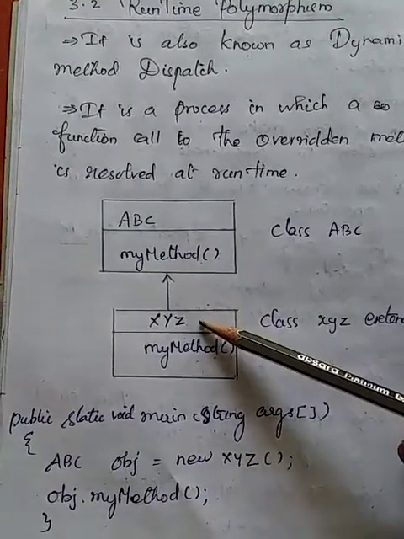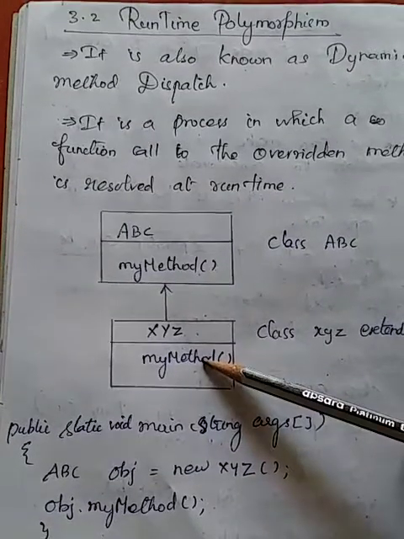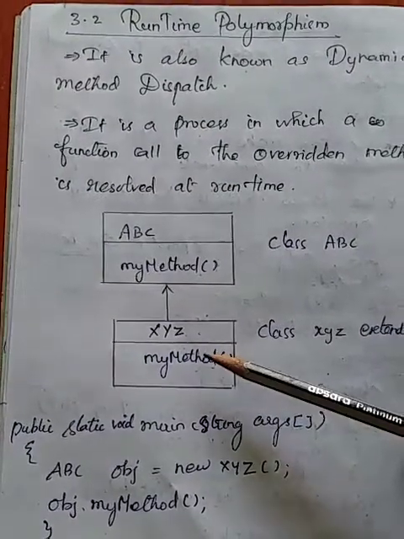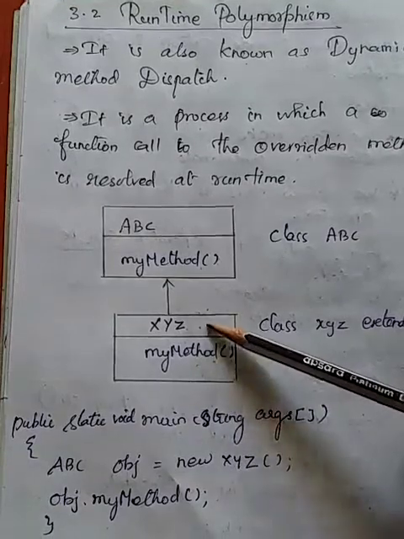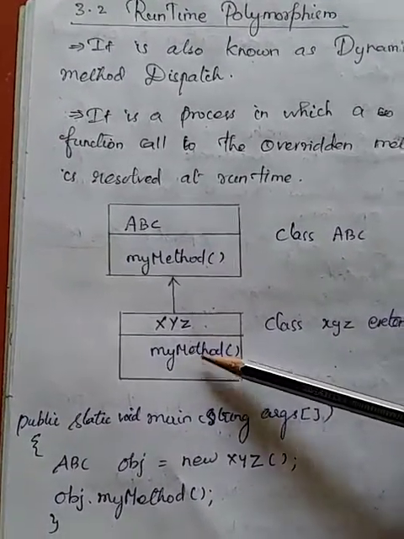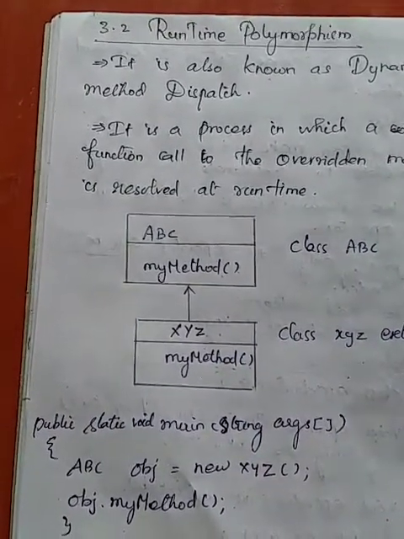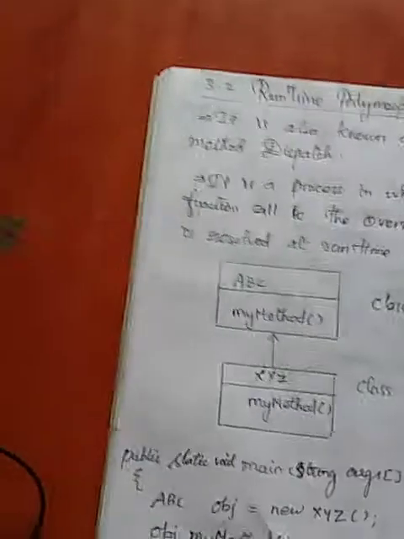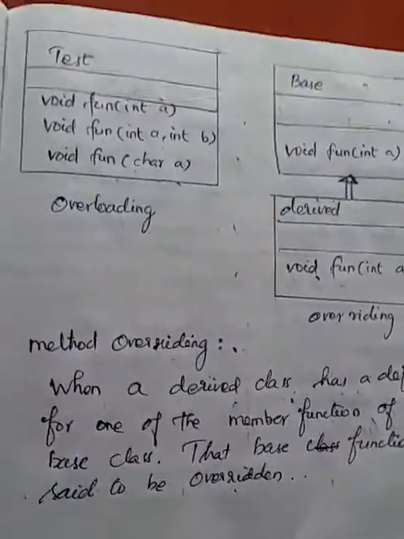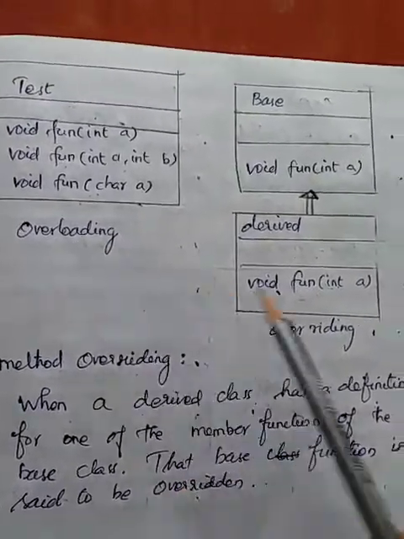Suppose you create an object for this subclass and invoke this method, which method will be invoked? Because the inherited class also has the features of the base class, the same method can exist twice. So this can be resolved by runtime polymorphism, that is method overriding. And here is the difference between overloading and overriding.